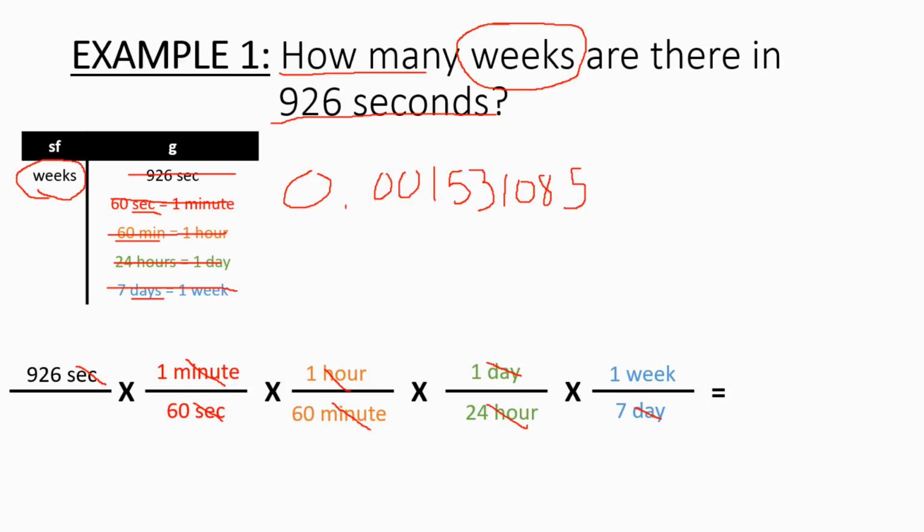So I remember leading zeros are not significant, but they're important because they're my placeholders. So I'm going to keep those 0.00. And then I'm going to keep 3 significant digits because 926 has three. 153. So 1, 5, 3. And since my next number is a 1, it's just going to stay there, and my units are weeks.